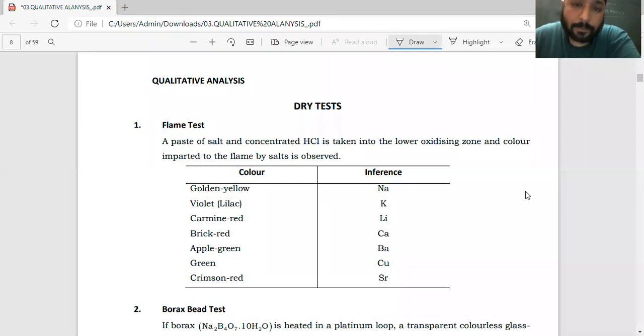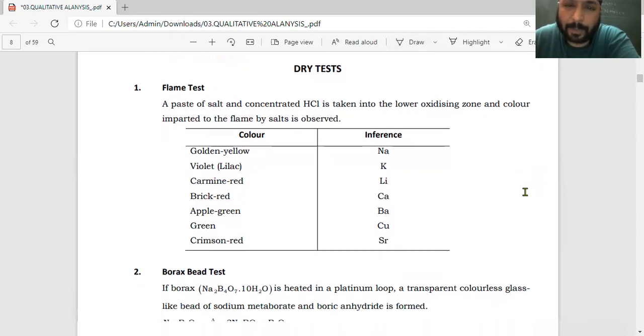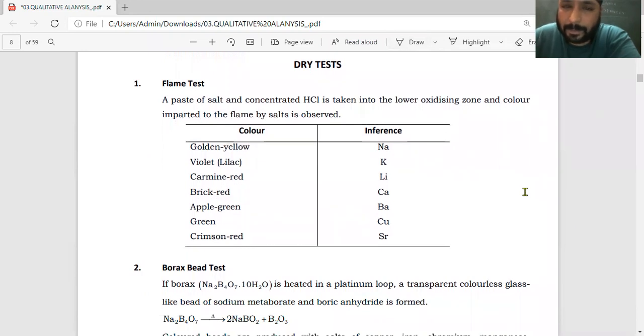Now, the next part of the qualitative analysis is the dry test, in which we will introduce a salt in front of a flame so that we can see the characteristic color the flame has in the presence of a particular metal cation. Right now, understand one thing: the direct flame test is there. You don't have to do anything. Take a paste of salt in concentrated HCl.